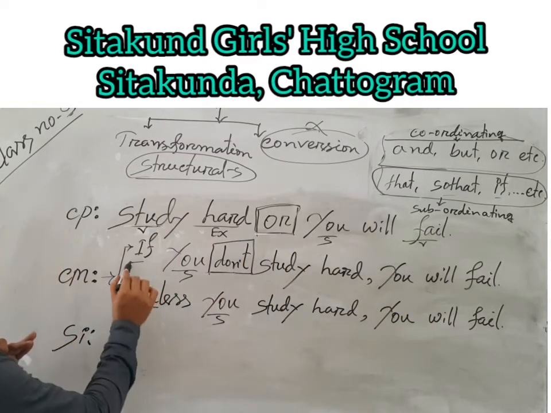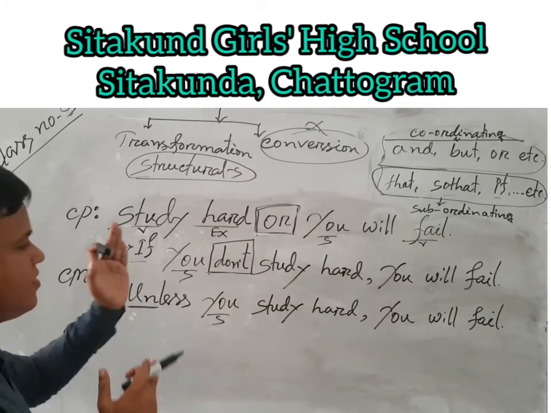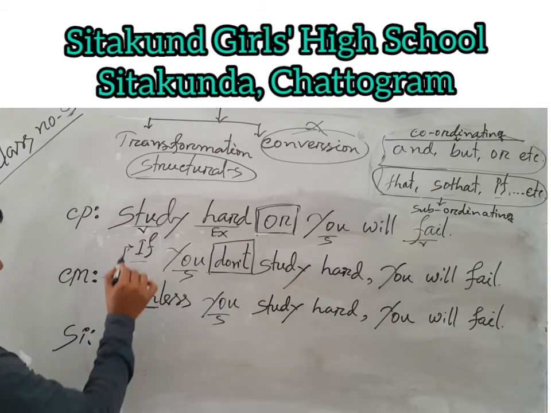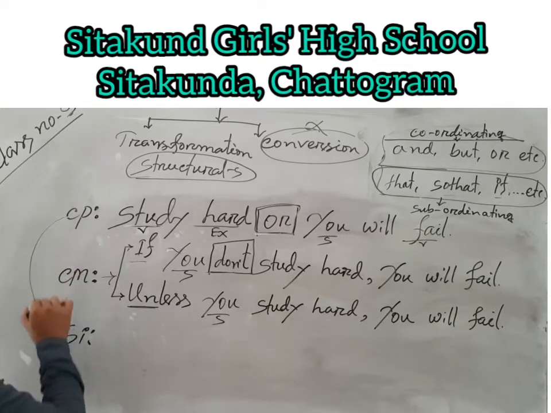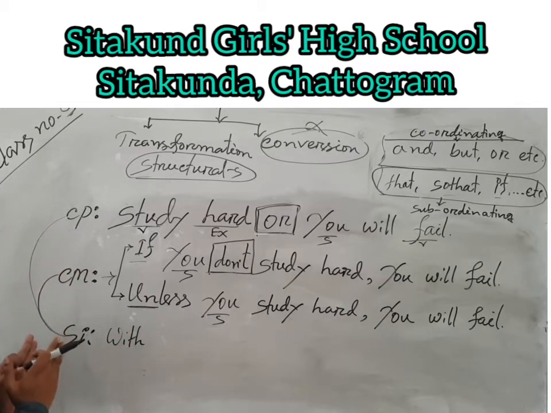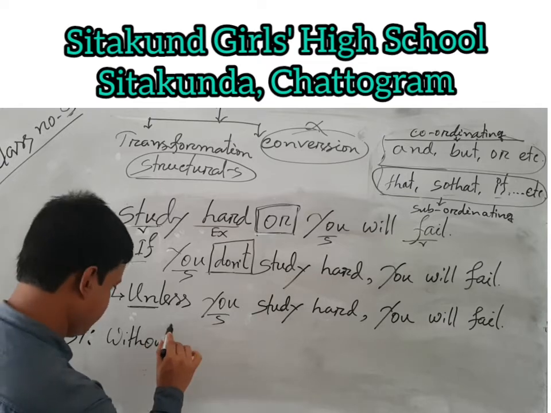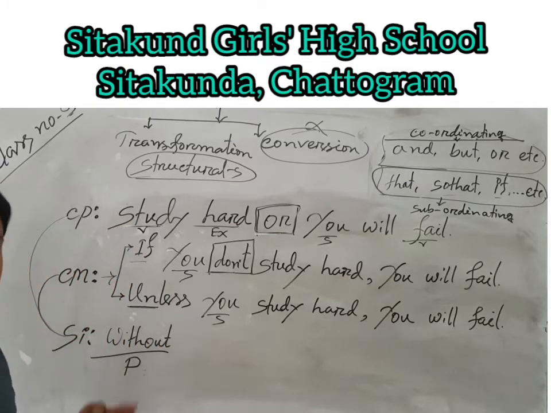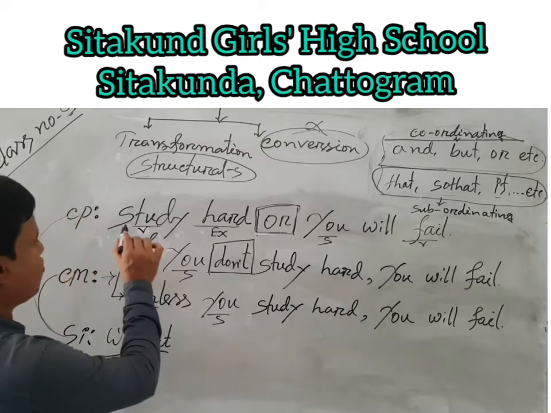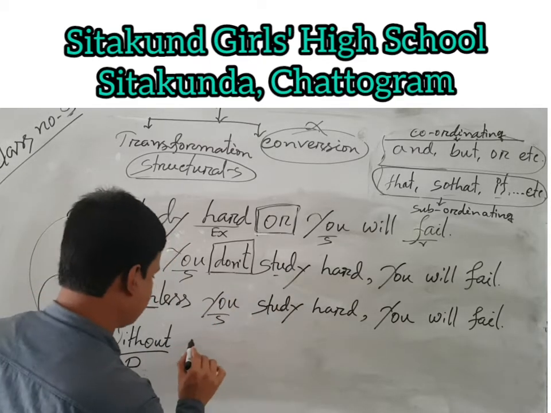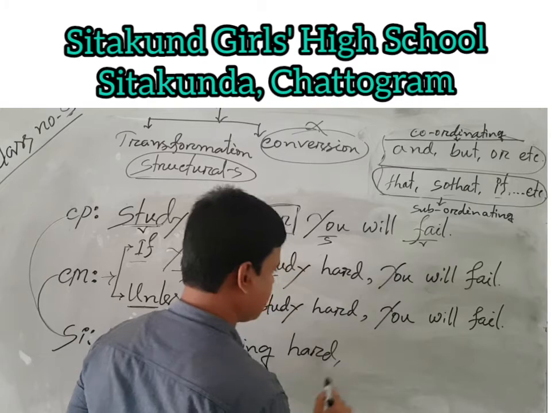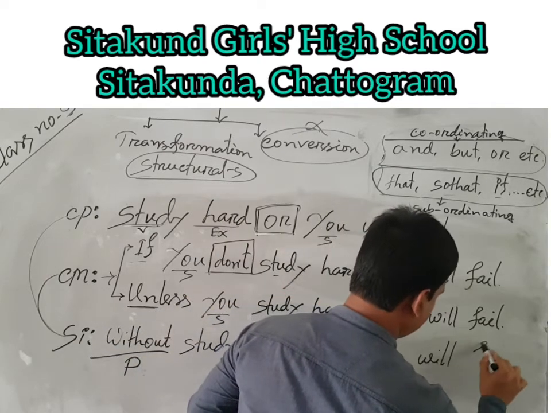For or, we can use if or unless if we want to make the sentence complex. Now we are going to discuss simple from or, if or unless. The simple sentence will start with without. Without is a preposition, and after a preposition we have to use the verb's present participle. What is the present participle of study? Studying. Without studying hard, you will fail.